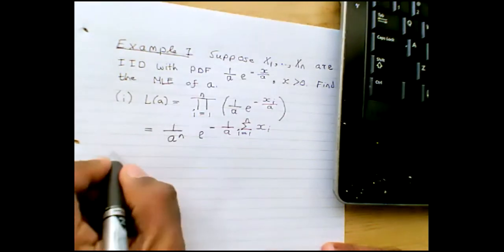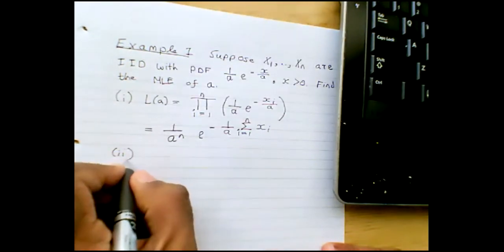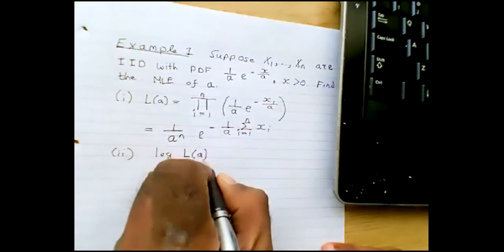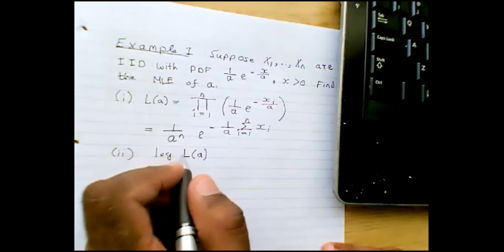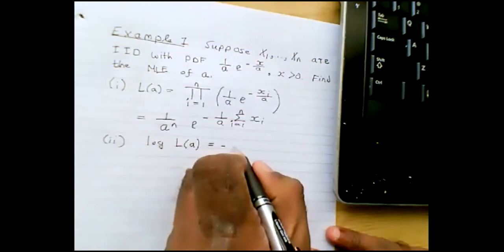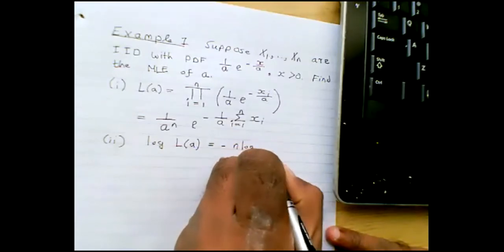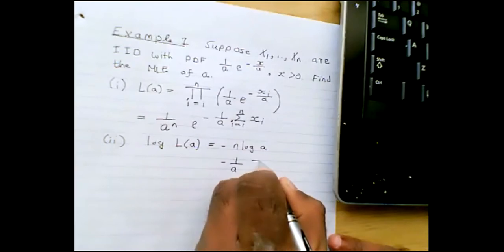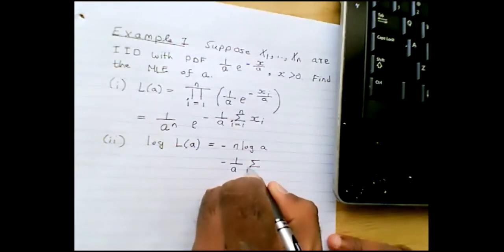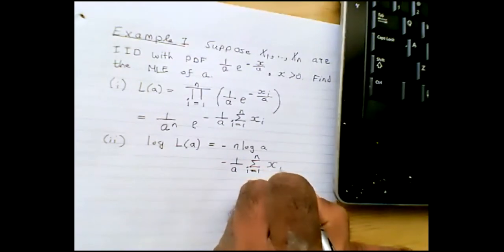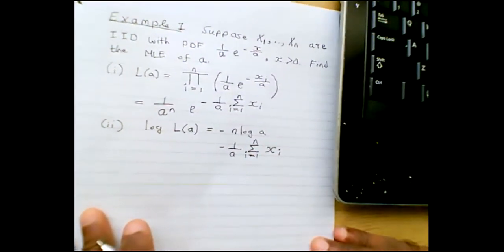The second step is to take the log of the likelihood function. So the log of L of A is going to be minus n log A minus 1 over A times the sum of x i. This is the log of the likelihood function.